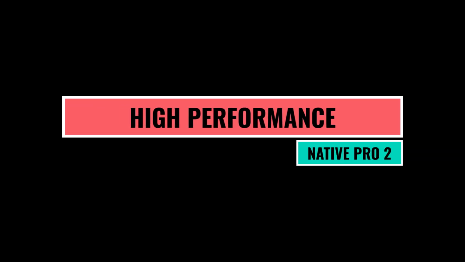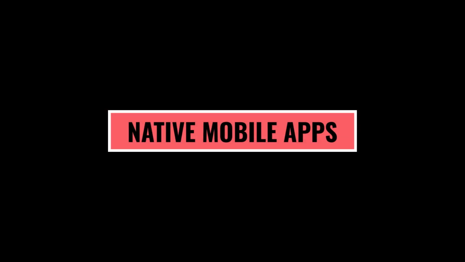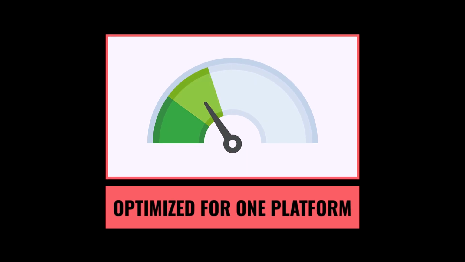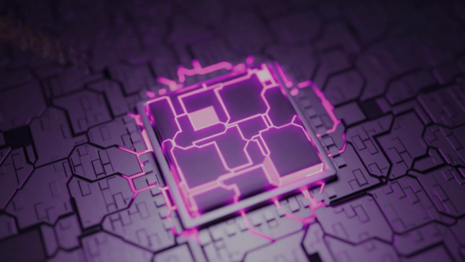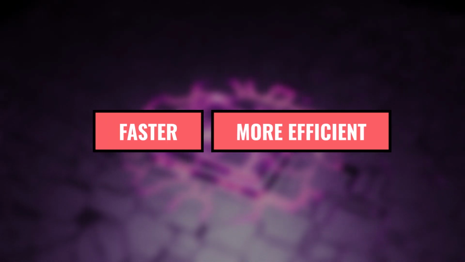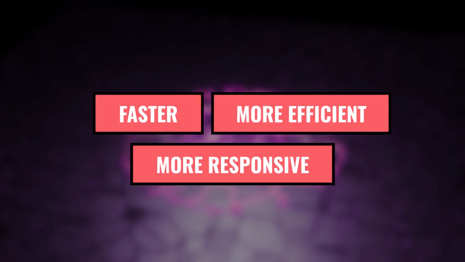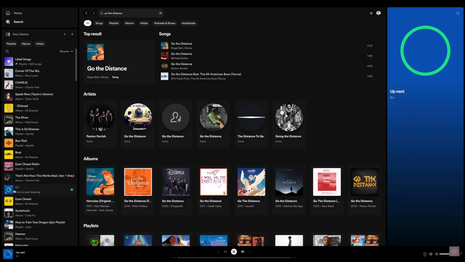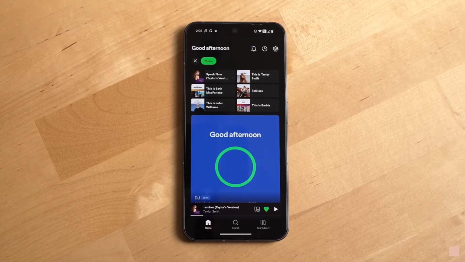Number 2, high performance. Native mobile apps offer better performance than cross-platform apps, mainly because they are optimized for a single platform. The core programming language and APIs used take full advantage of the smartphone's operating system, making them faster, more efficient, and more responsive. Take Spotify as an example. Its native development ensures seamless music streaming with little to no performance issues.